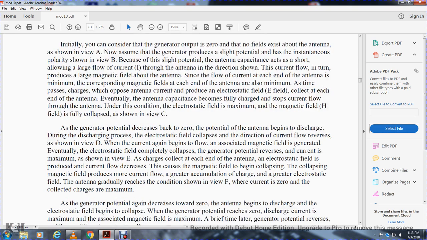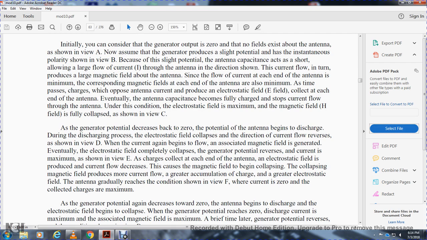As the generated potential decreases back to zero, the potential on the antenna begins to discharge, and the electrostatic field begins to collapse. The direction of the current flow reverses, as shown at UD. The current again begins to flow, and the associated magnetic field builds until the electrostatic field completely collapses. The generated potential reverses, and the current is at maximum, as shown at UE.